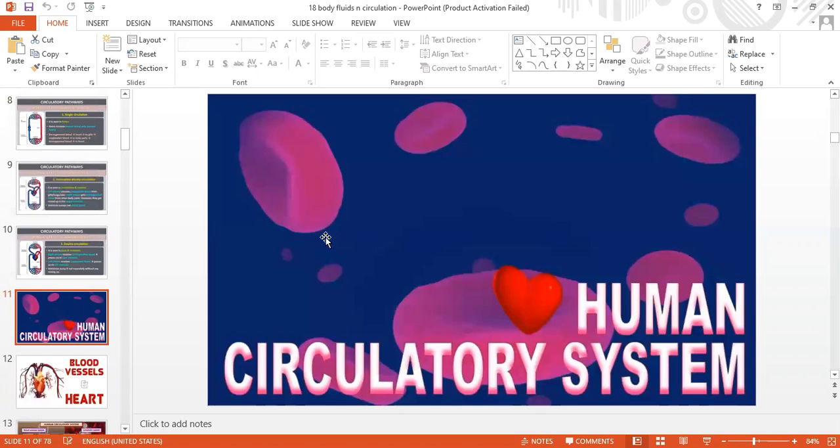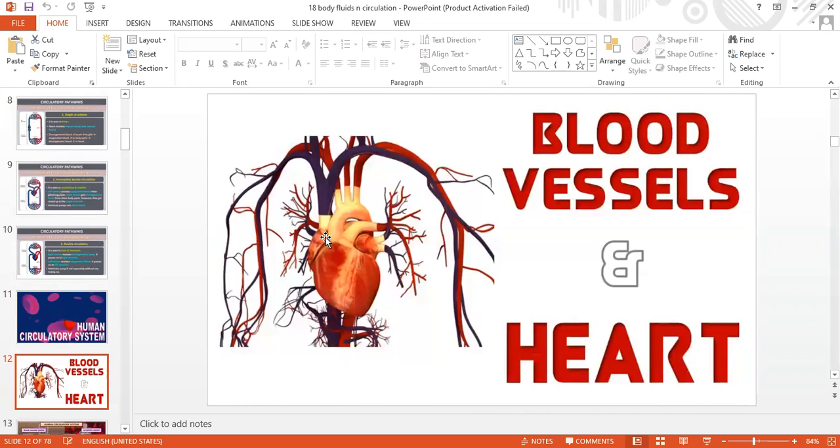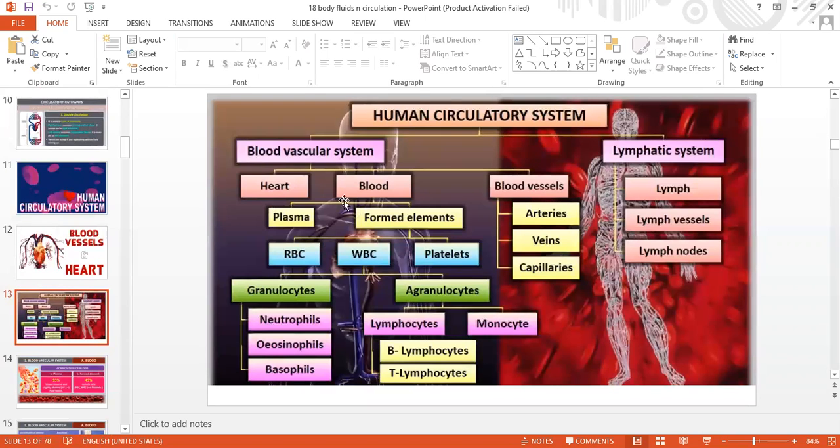Now let's study the human circulatory system. In the human circulatory system, we'll be talking about blood, blood vessels, and heart. Basically, the human circulatory system is divided into two systems. One is the blood vascular system and another is the lymphatic system. The lymphatic system has lymph vessels and lymph nodes. But the blood vascular system has three things: heart, blood, and blood vessels.